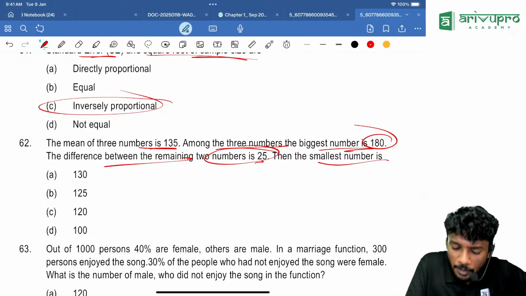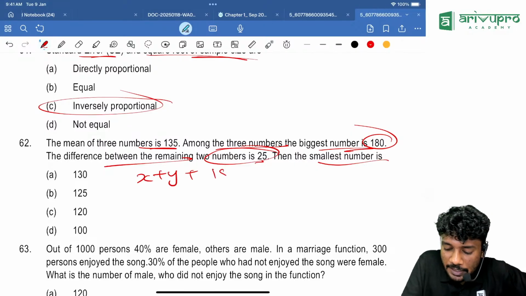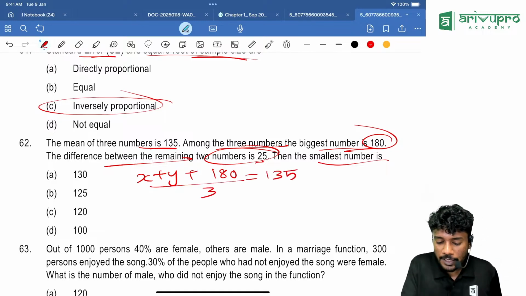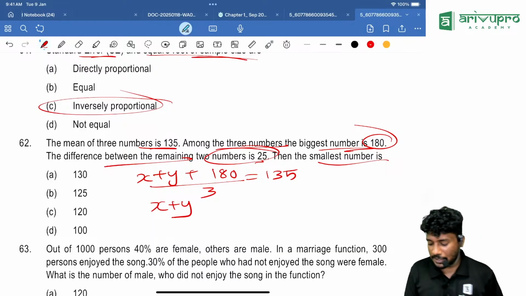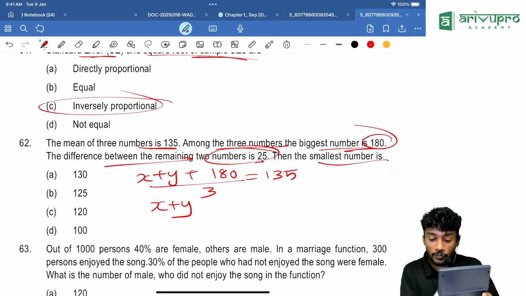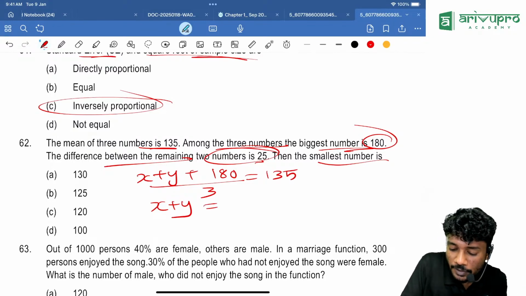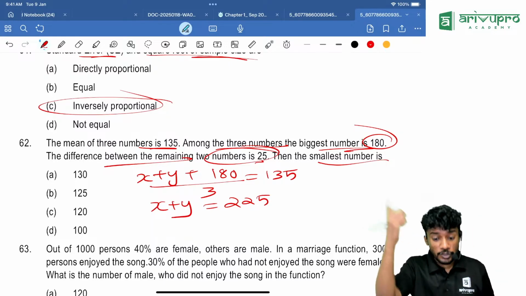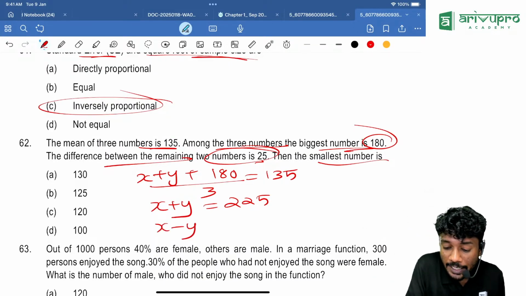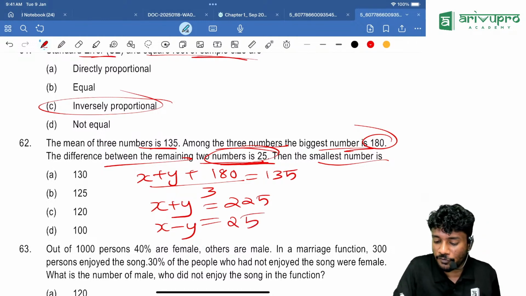I'll just do it. Mean of three numbers. That means (x plus y plus 180) divided by 3 is equal to 135. Now find the value of x plus y. Take the calculator, cross multiply by 3. That means 135 times 3 minus 180. How much is the answer? 225. Then one more thing is given. x minus y as per the question is 25. Now can you find the value of x?